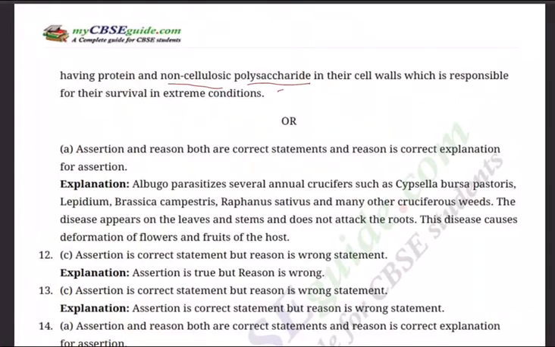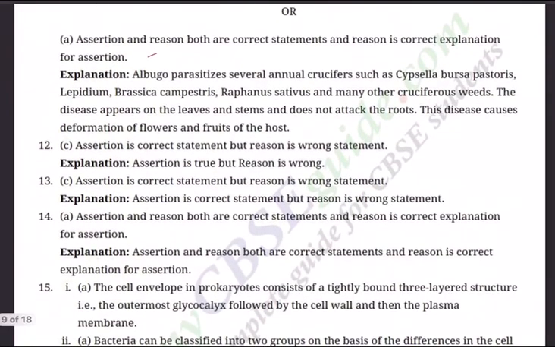And question 11 has got a choice, and the choice question is about the parasites, and the answer for this again is A. Assertion and reason both are correct statements, and reason is the correct explanation for assertion. What is that explanation? Albugo parasitizes several annual crucifers such as Capsella bursa-pastoris, Lepidium, Brassica campestris, Raphanus sativus, and many other cruciferous weeds. The disease appears on the leaves and stems and does not attack the roots. This disease causes deformation of flowers and fruits of the host.